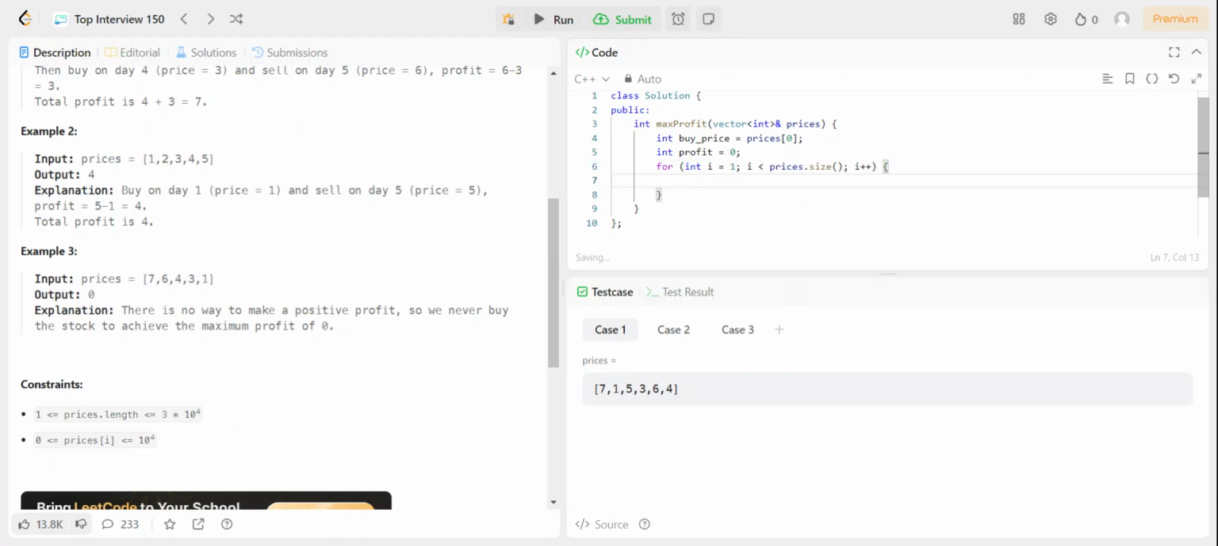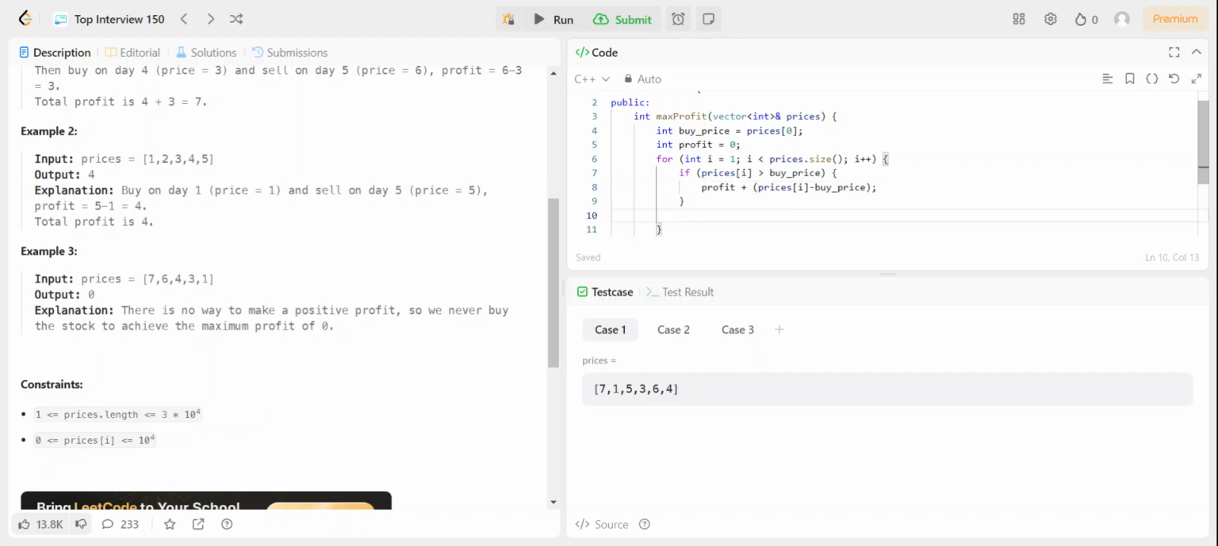Now for each day, if our prices[i] is larger than our buy price, then we would add that to the profit. Add our prices[i] minus buy price into the profit. And we would like to update the buy price to prices[i].